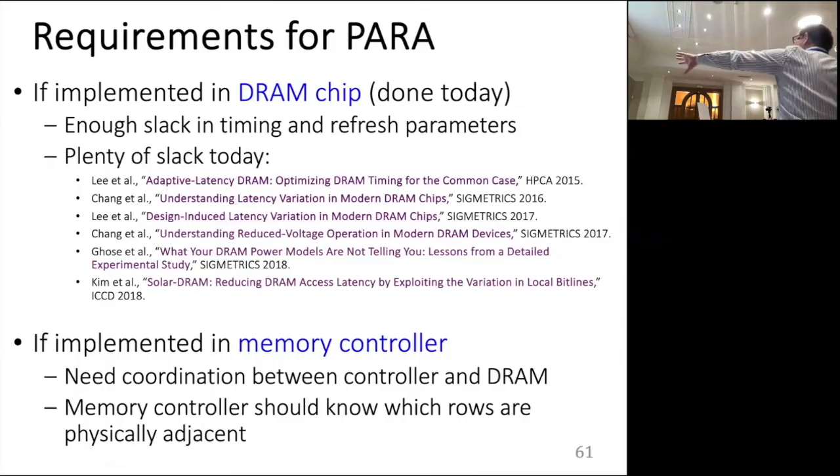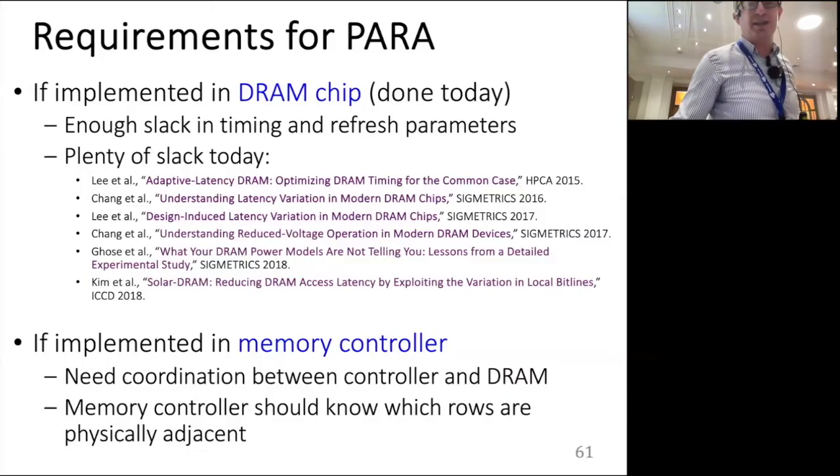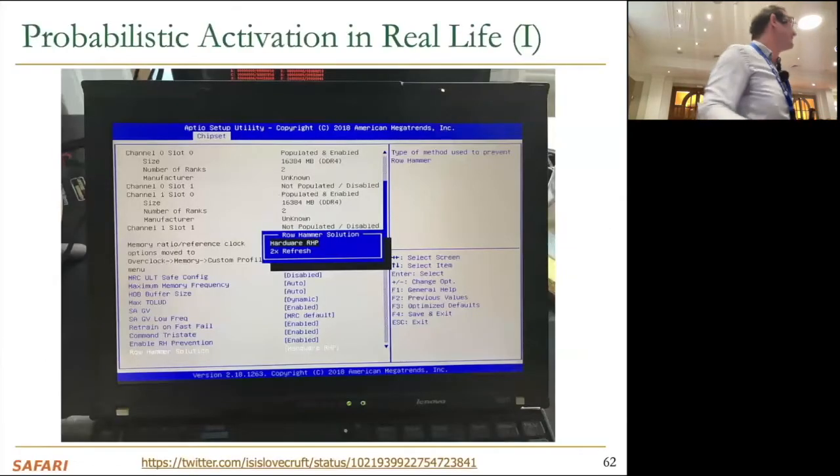You could implement it in the memory controller. This was our original proposal, and we proposed that the memory controller should actually have information about which rows are physically adjacent. I still believe that. I still think that the memory controller should be given this information, and should be designed more tightly with DRAM. And again, if you do it in the memory controller, you could actually get good results. And Intel did it in the memory controller.